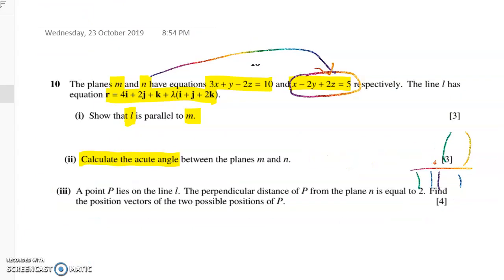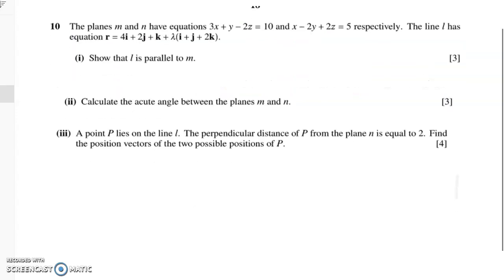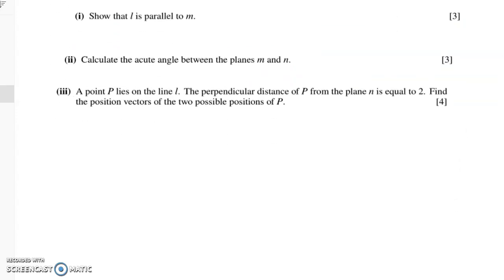So this is the bit that Miguel wanted a hand with, but he figured it out for himself, so that was good. We've got a point lying on the line, and we know the perpendicular distance of that point from the plane is equal to 2. So the formula that we want is the one that we went over in class today.